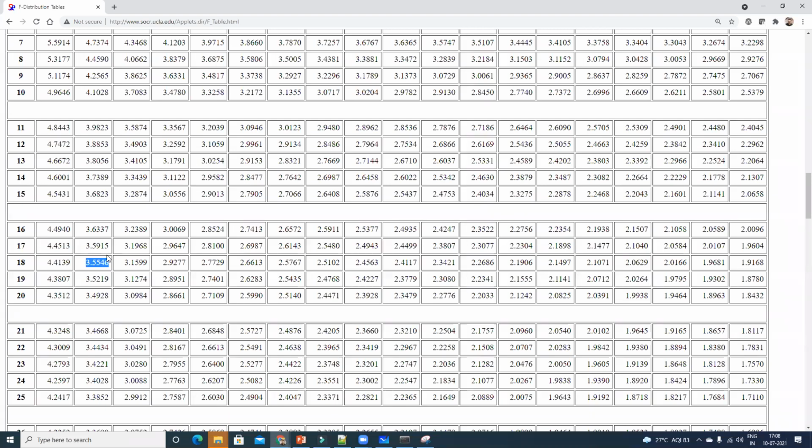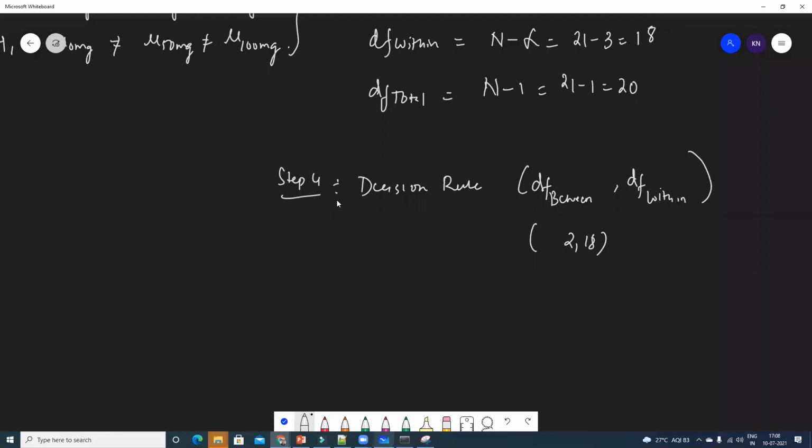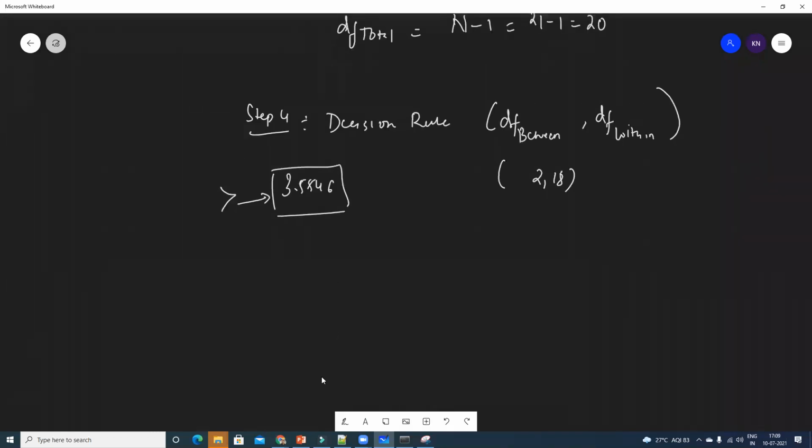Guys, yes or not? We can have 2 more combination of degree of freedom. No, this will be 2 to 18. Yeah, so 3.5546. Let me write it down over here. My decision rule is 3.5546. Now, what will happen if after performing this test, the test statistic is greater than this value? You have to reject, right?